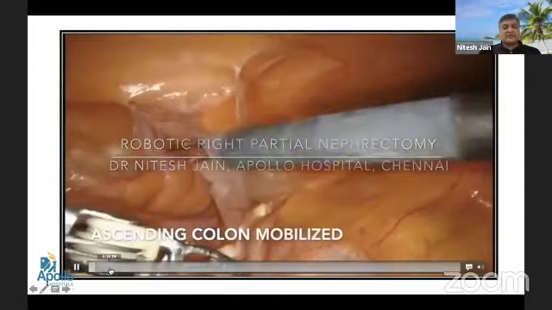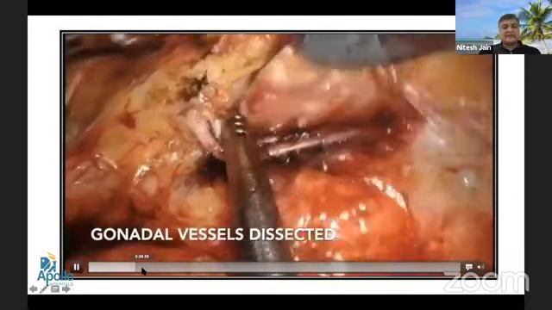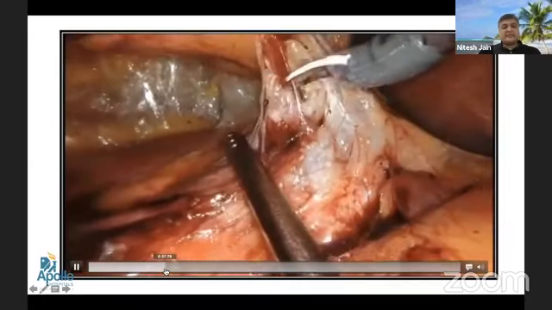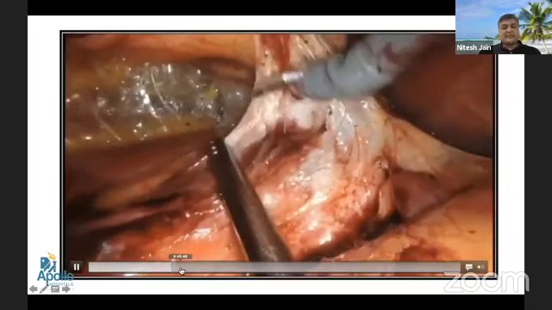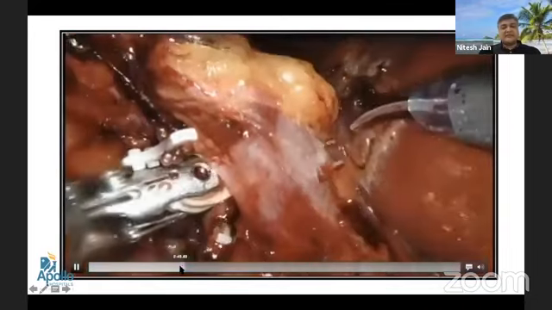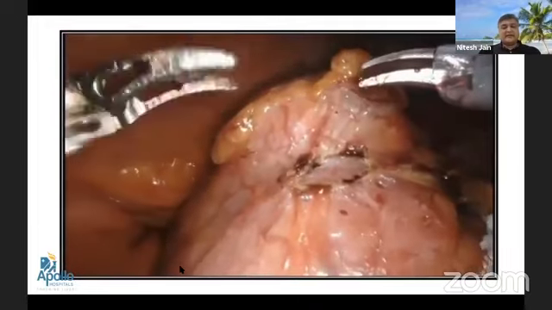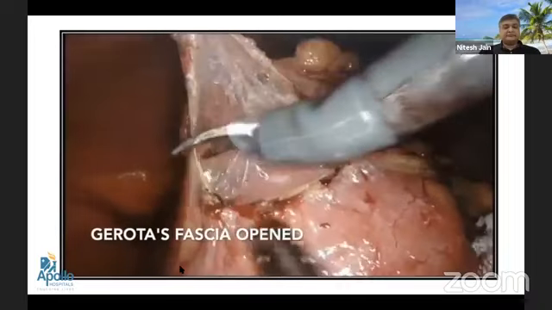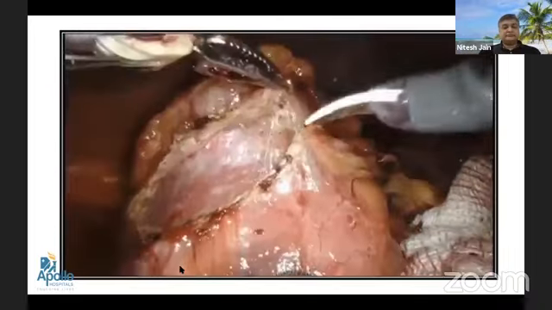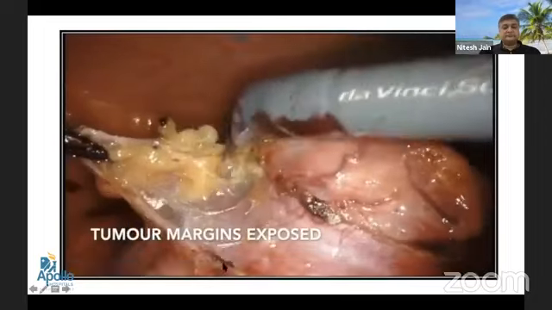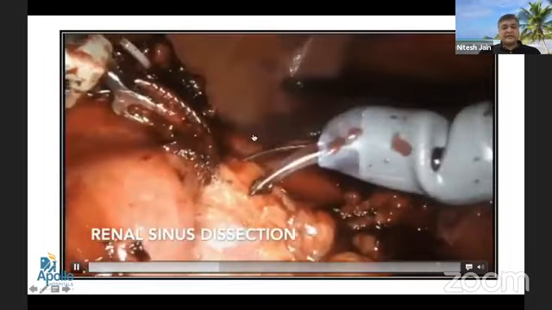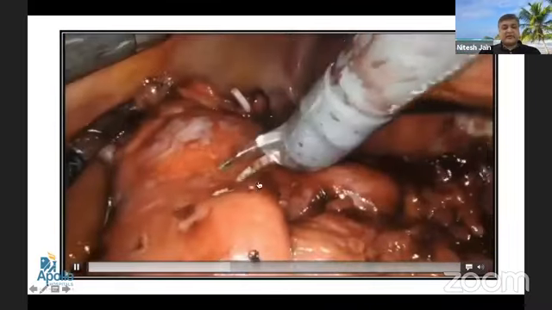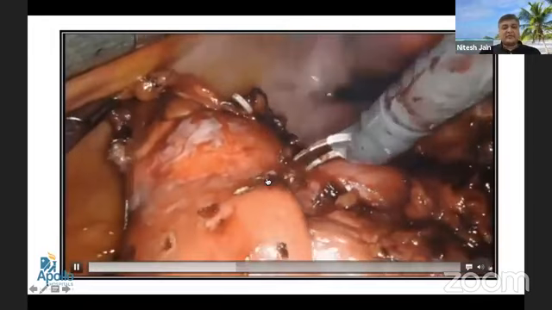Once the colon is mobilized and the hilum is dissected, both vein and artery are clamped separately. Here we have dissected the hilum, and the Gerota's is being opened now. We can see the renal lip or the sinus here, and it is very close. The tumor is just lying on the renal lip. We are marking the tumor all around.